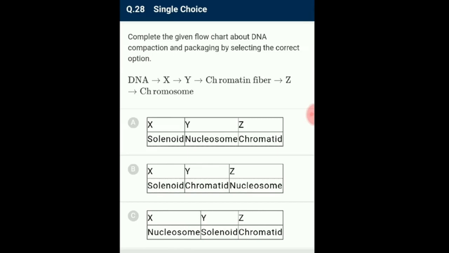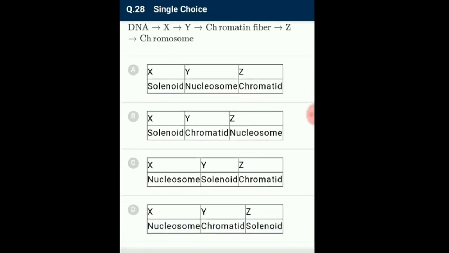division. At the metaphase of cell division, the chromosome structure forms with chromatids joined at the center by a centromere. So the correctly matching option is option C.